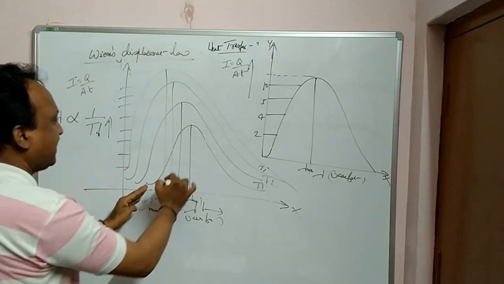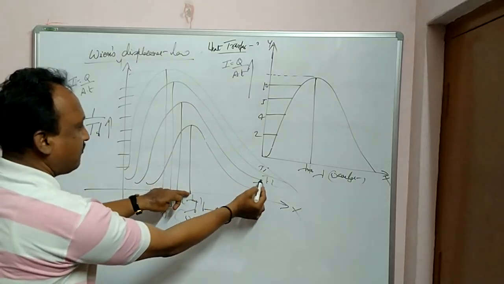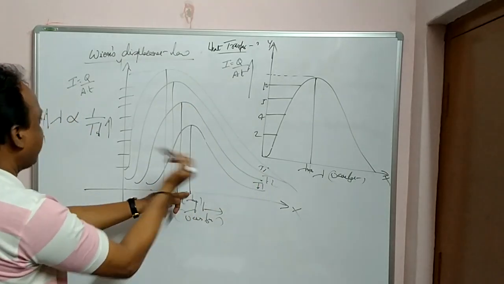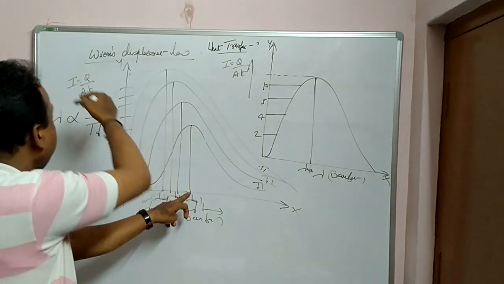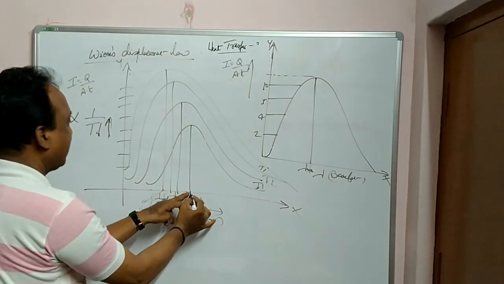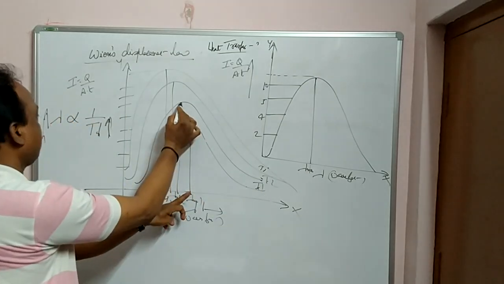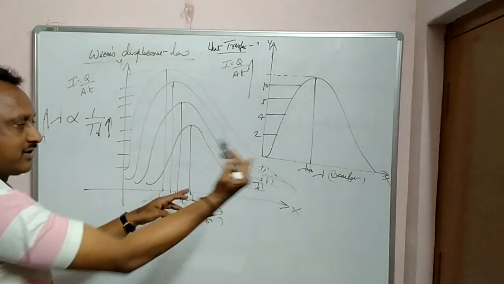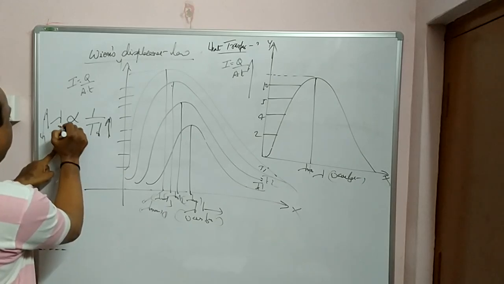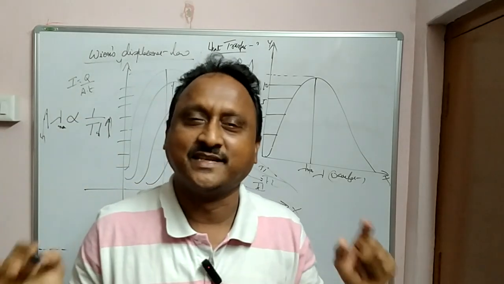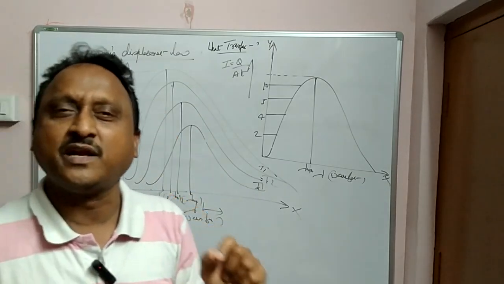These are the intensity values. So you can see the first graph for T1 temperature, the maximum is here. For T2 temperature, lambda decreases. What does this mean? If the temperature is increasing, wavelength is decreasing. Temperature increases, wavelength decreases, inversely proportional. For T2, T3, gradually what is happening? The maximum wavelength is inversely proportional to the temperature, the absolute temperature. This is called Wien's displacement law.